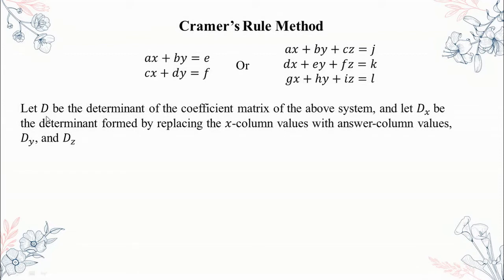Okay, you can see from here, let D be the determinant of the coefficient matrix of the above system, and let Dx be the determinant formed by replacing the x column values with the answer column values, and Dy and Dz also. So this is the formula: x equals Dx over D, and y equals Dy over D, and z equals Dz over D. Maybe you will still be confused about what is Dx, what is Dy, what is Dz. So without further ado, let's jump to the example.